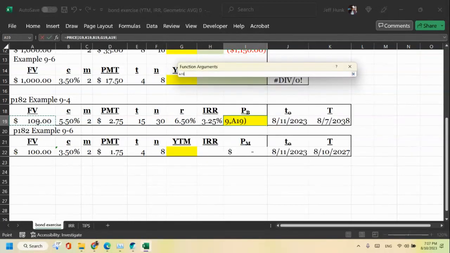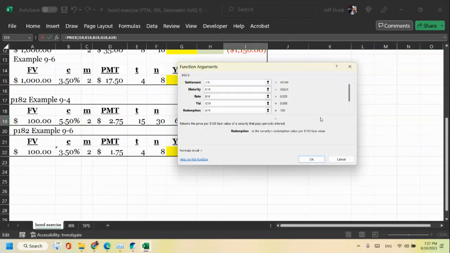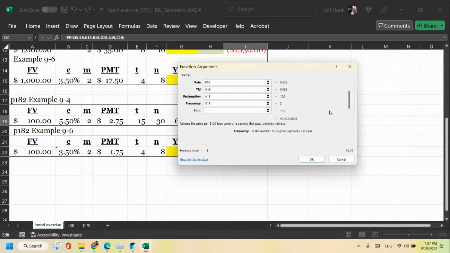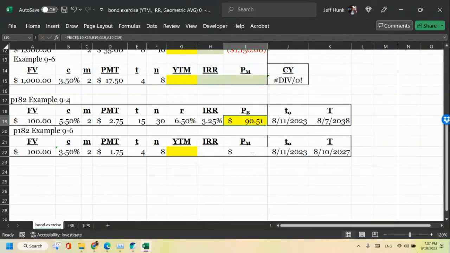Redemption value. Redemption is the face value. Redemption value, face value, right? Par value, same thing, right? And scroll down a little more. Frequency. This is very important. Without this, it's not going to work. Frequency. And we got something already here. Hit OK. We got this.